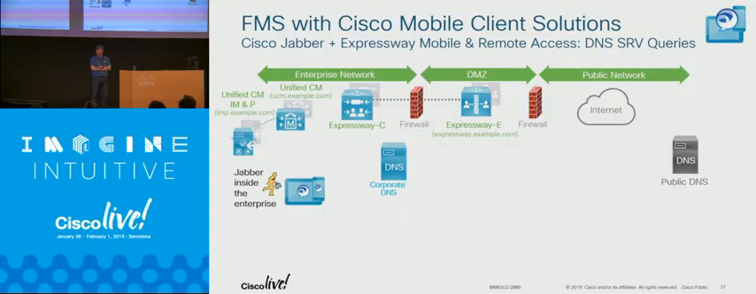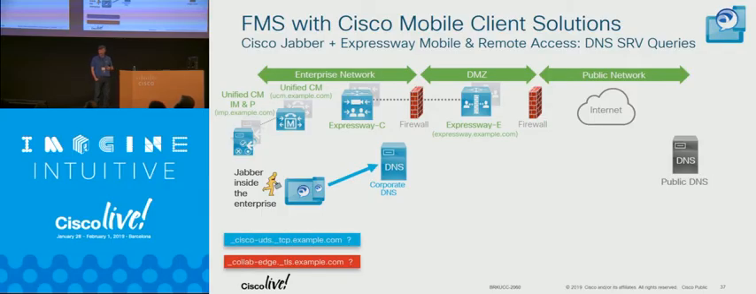All right, so let's take a look at what this actually looks like when a Jabber client is out there and how this works from an inside and an outside perspective. First off, let's say that Jabber is inside the enterprise. Whenever it logs in for the first time or whenever there's a network change, it does a DNS query, and it looks for a number of records within the DNS server. It's going to look for Cisco-UDS, looking for an SRV record for that.